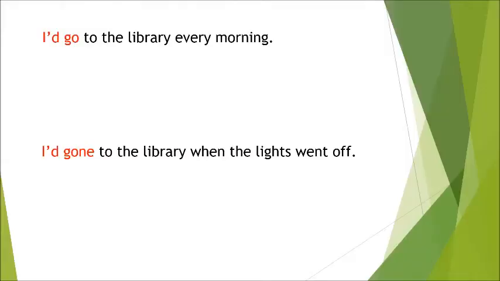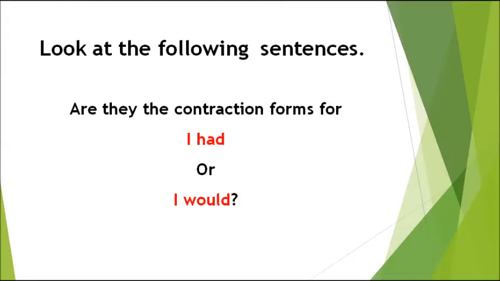I'd go to the library every morning. This is the contraction for would, as we have the base verb go here. I'd gone to the library when the lights went off. This is the contraction for had, because gone is the PP form of verb. Look at the following sentences. Are they the contraction forms for I had or I would?